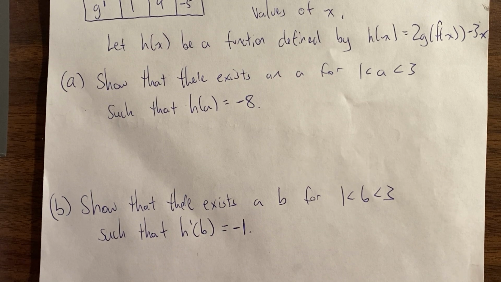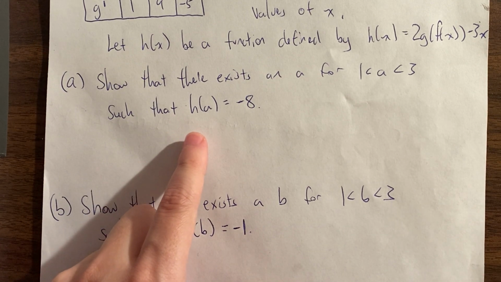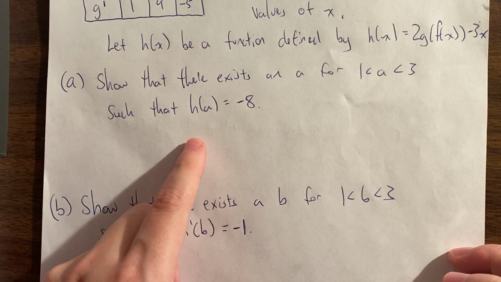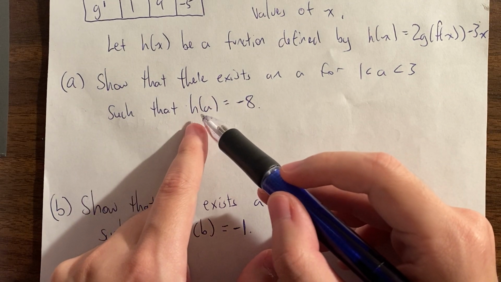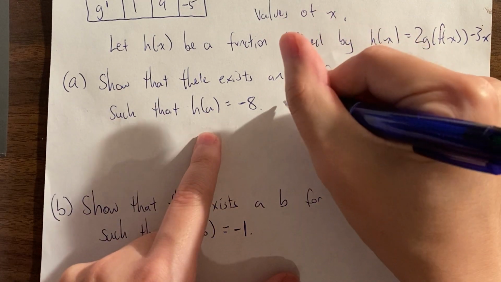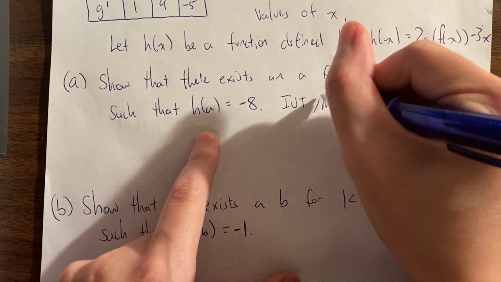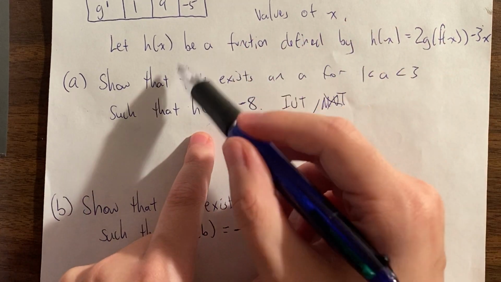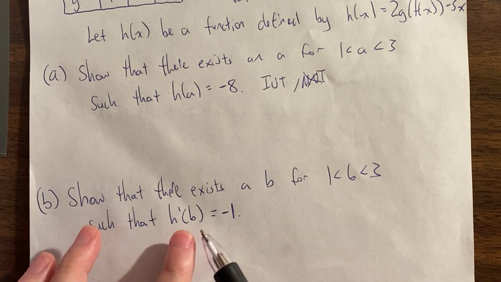IVT, remember, is for showing things for functions themselves. It's not actually a calculus theorem. It's an algebra 2 or pre-calc theorem that is used in calculus. So if it doesn't have a derivative, like in this case, it's just plain h, that's a good indication that it's IVT and not MVT, because it's h of a and we have h of x in the function. We'll look at the next question. It looks like it's h prime.